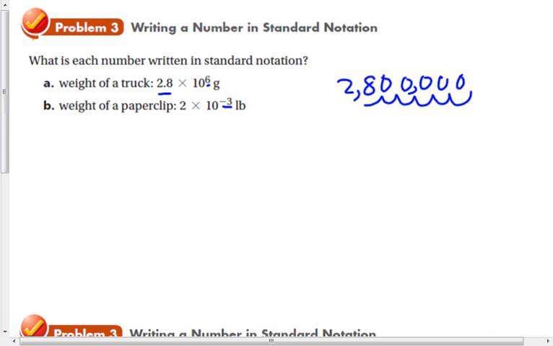All right. And now this one has a negative power of 10, so that's going to be dividing by 10. So we start with 2 and the decimal right there. Every time we divide by a power of 10, it moves the decimal to the left 1 place. So we need to move it 3 places to the left. So 0.002 is the same as 2 times 10 to the negative third. All right, you try that.